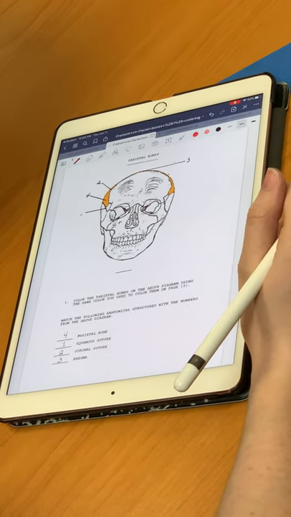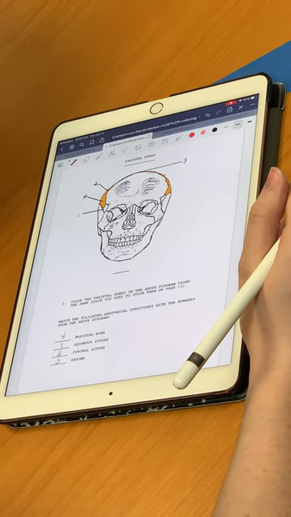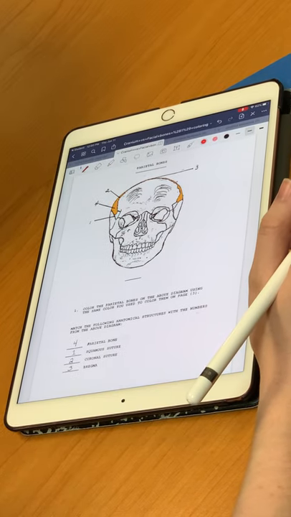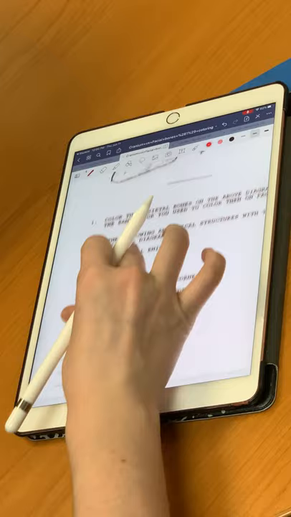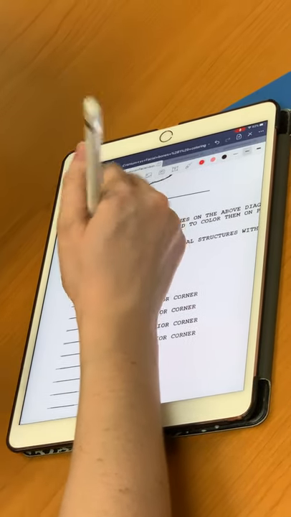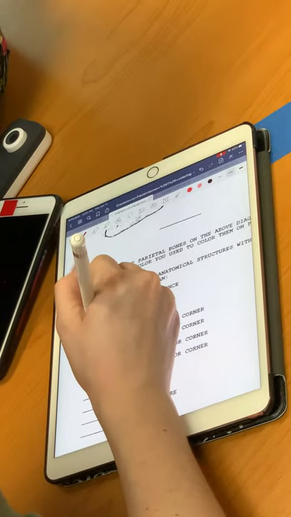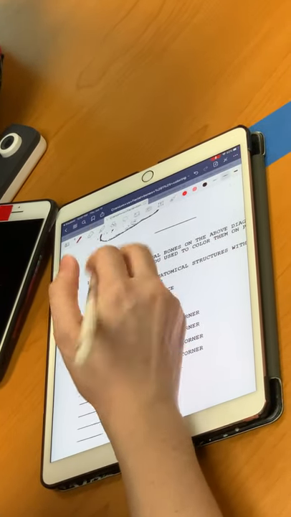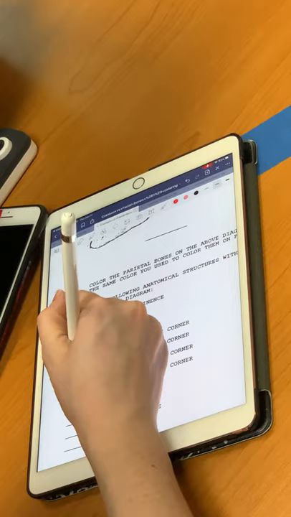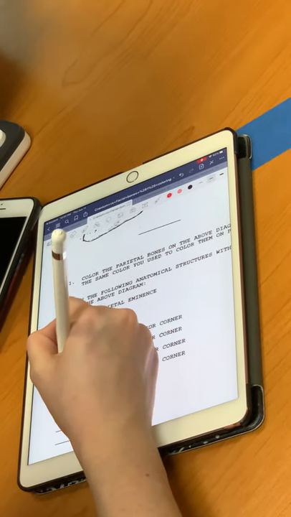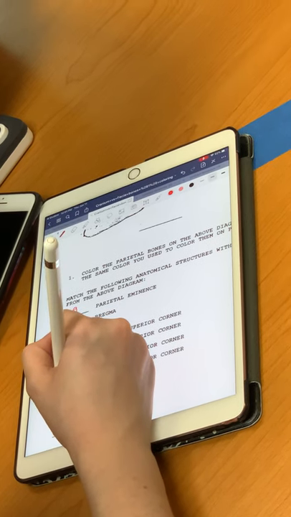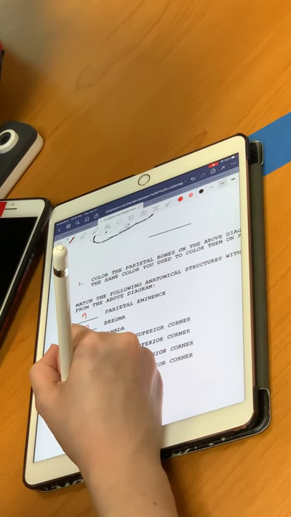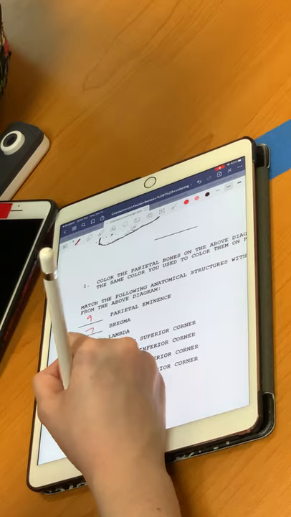Okay. Did I do 17? Page 17? We were halfway in the middle. Okay. 4 parietal, 1 squamous, 2 coronal, 3 is bregma. Okay, page 18, 9 is parietal, 7 is bregma, 8 is lambda, 10 is anterior superior corner, 1 is anterior inferior corner, 3 is posterior superior, 2 is posterior inferior, 11 is the coronal suture, 4 is the squamous, 6 is the lambdoidal, and 5 is the sagittal.